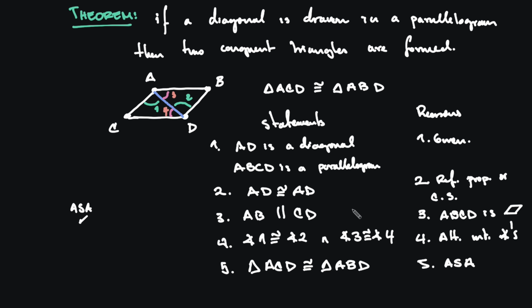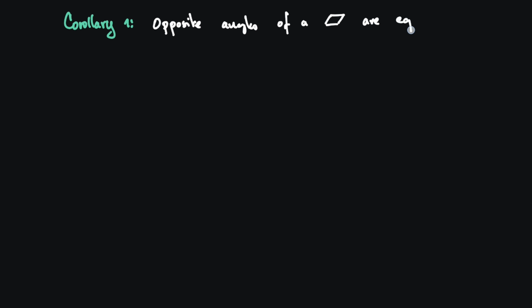Okay, from this video we have a couple of corollaries that we can establish. So corollary 1, we're going to have a couple. Opposite angles of a parallelogram are equal. So what this is saying is that we have a parallelogram, maybe a parallelogram like this, right? The opposite angles are congruent.